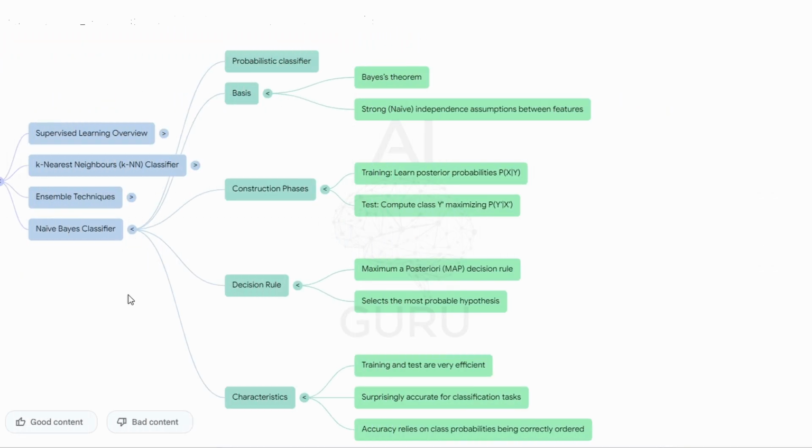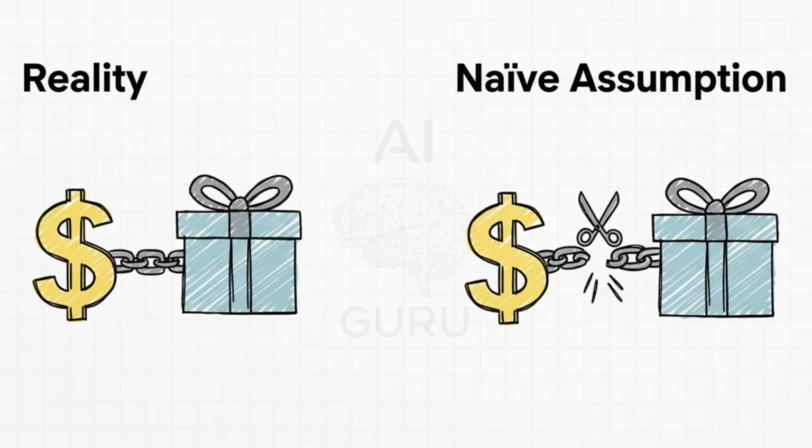Okay, now let's address the elephant in the room. That word naive. That isn't just some stylistic choice, right? It refers to the foundational, defining, and arguably problematic characteristic of this algorithm. Yes, the naive part is absolutely central. It refers directly to the strong independence assumption the algorithm makes.